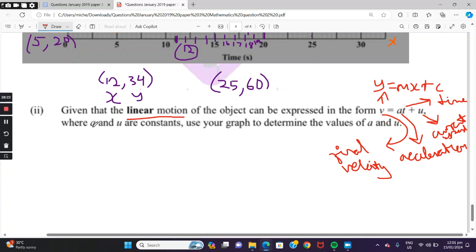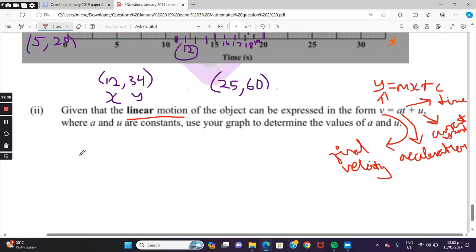Okay, so based on this, they're saying where A and U are constants, meaning A and U could be any value. Use your graph to determine the values of A and U. Okay, A and U. So for those of you who have been doing graphing with me last week, and possibly those who pay attention to the graph questions, I always say when they try to find the equation of the line, you need to find M and C. What are they asking us to find? A and U. A and U is finding M and C. So that's what they want you to do. Find M and C and then write the values.